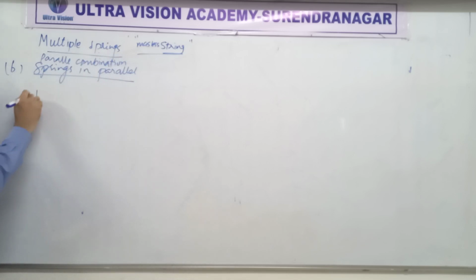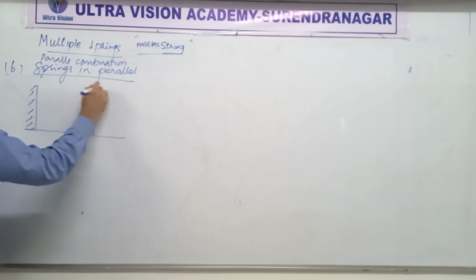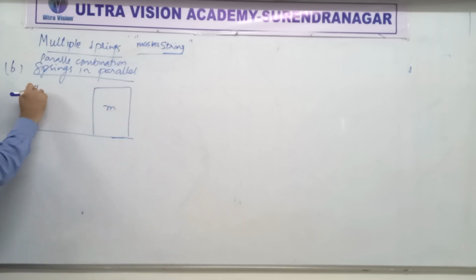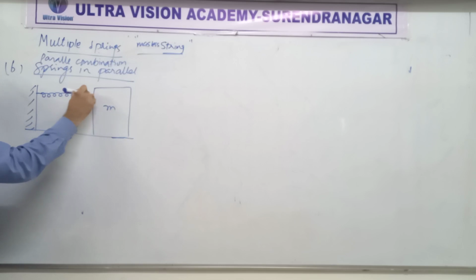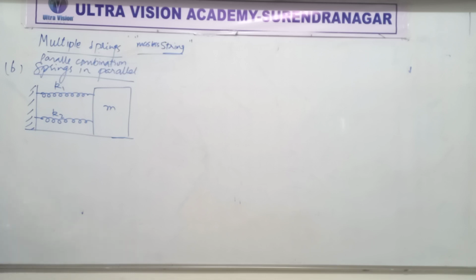Well, like this. Suppose there is a wall, there is a smooth floor. Let's say that there is a block of mass m, and it is attached by 2 springs like this. Did you understand? It is attached by 2 springs like this. Clear? This is called parallel. The springs are in parallel. Fine? Diagram clear?